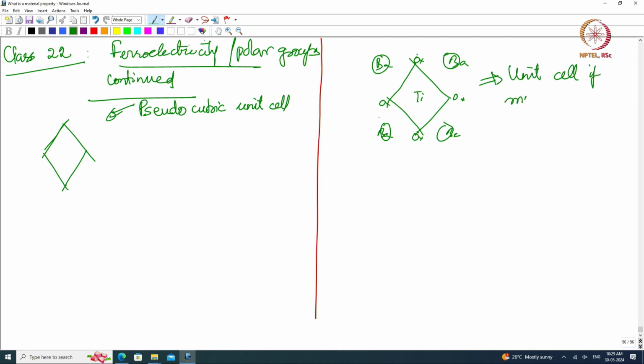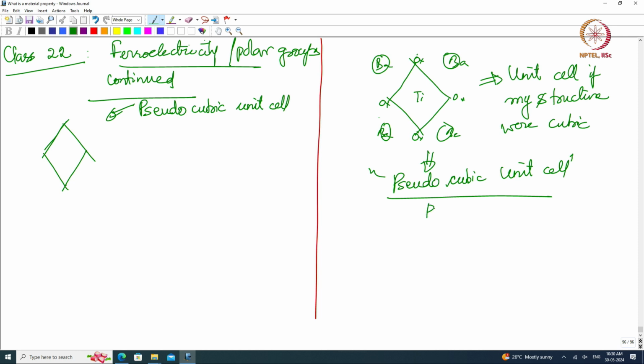if my structure were cubic, right. Even if the structure is not cubic, I am just going to call it a pseudo cubic unit cell for all the other structures. It is not a real unit cell. If it were cubic, this would have been the unit cell, but it is not cubic. So, I am going to call it PCUC, the pseudo cubic unit cell.